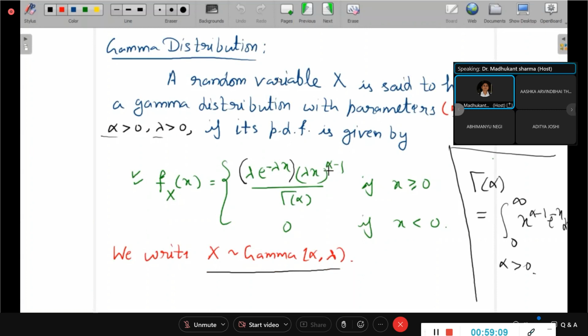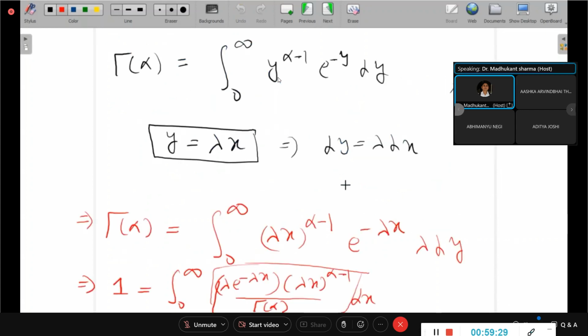Alpha equals 1, so alpha minus 1 is 0, and you have gamma 1 is 1, so you only have lambda times e to the power minus lambda x, which is very well going to be the density function for an exponential random variable.